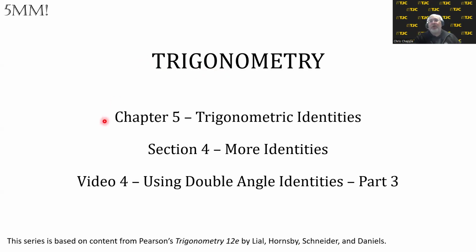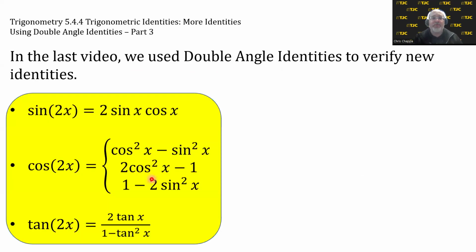Trigonometry, Chapter 5, Trigonometric Identities, Section 4, More Identities, Video 4, Using Double Angle Identities, Part 3. This series is based on content from Pearson's Trigonometry, the 12th edition, by Lial, Hornsby, Schneider, and Daniels.